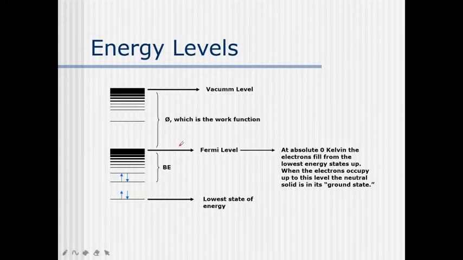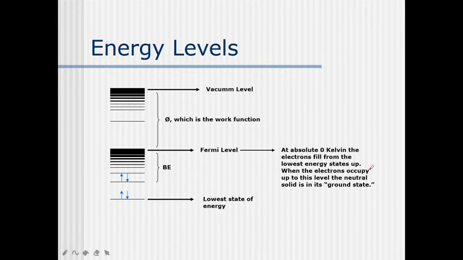Now, what are the energy levels? There is a lowest state of energy, and these are the electrons present at the lowest state of energy. Now, there is a binding energy level. That means an amount of energy equal to the binding energy should be given so that I can eject an electron. The Fermi level is the highest energy level which will have electrons situated in it. Now there should be some work function, and at the vacuum level I can eject these electrons.